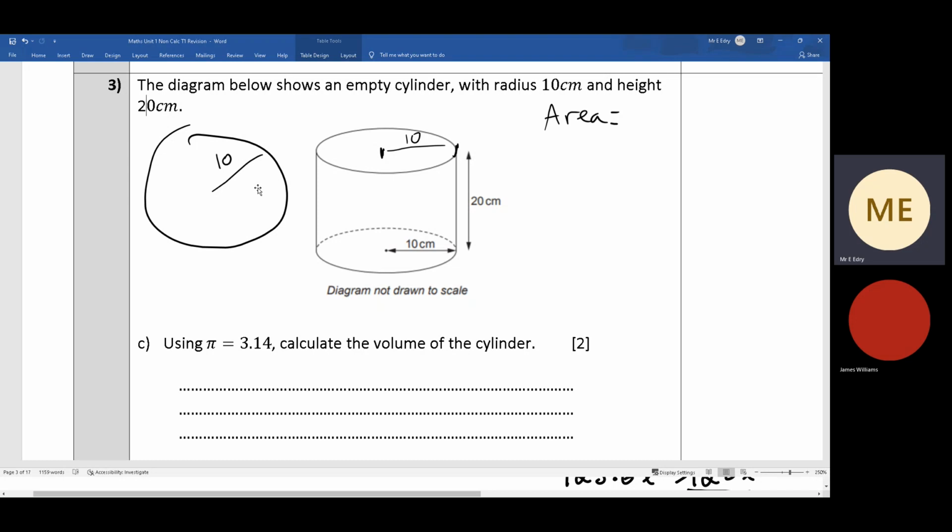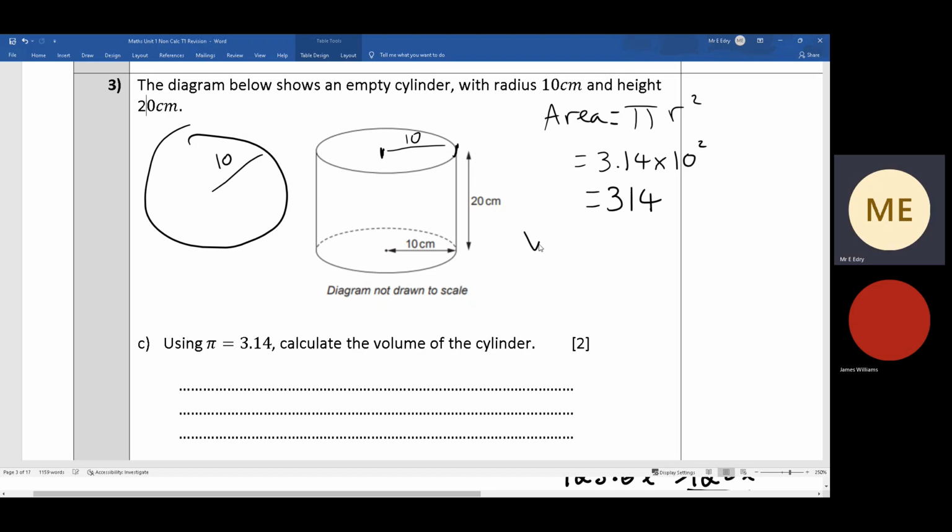Yeah, it would be 3.14 times 10 squared, okay? Don't forget the square, right? Pi r squared, that's the area. So we have 3.14 times 10 squared. So what would that be? What's that going to be again? That's 314, brilliant.